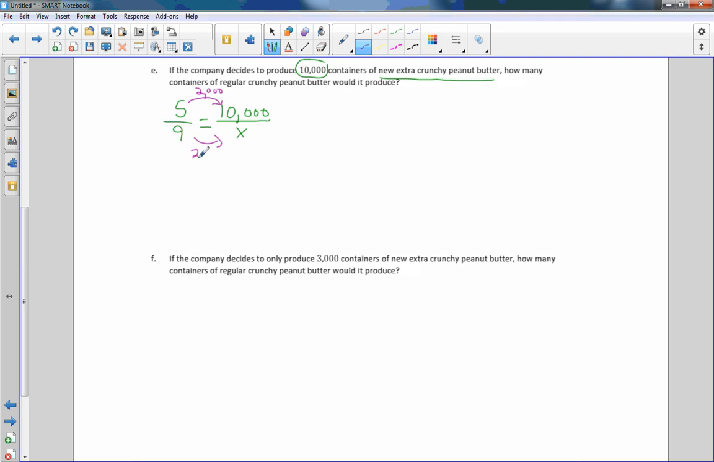So if I multiply the top and the bottom by 2,000, I get 18,000 in the denominator, which is my total. I take my total of 18,000 containers, subtract the 10,000 new, and that's going to give me the regular, 8,000. So the answer is 8,000 regular crunchy peanut butter containers.